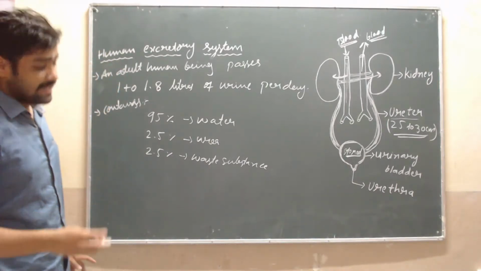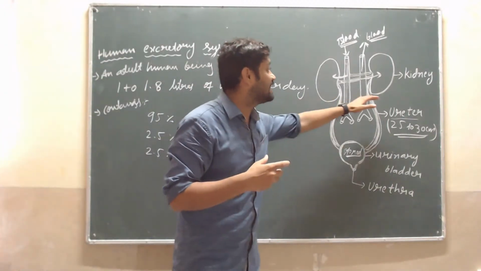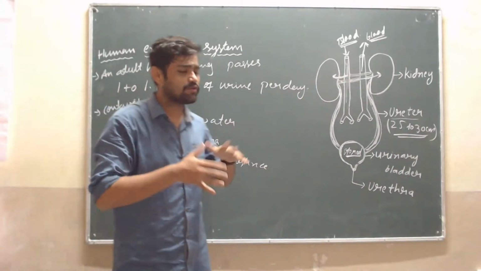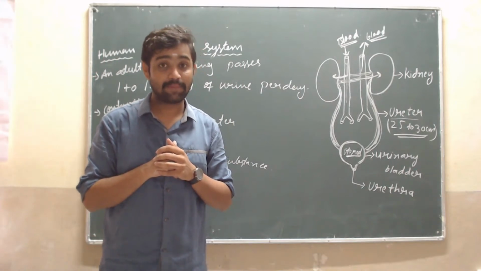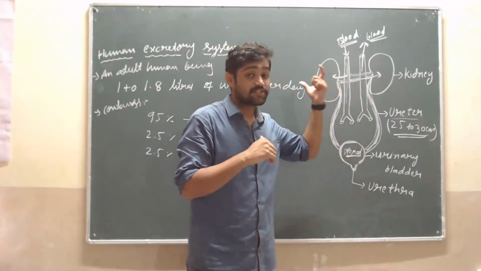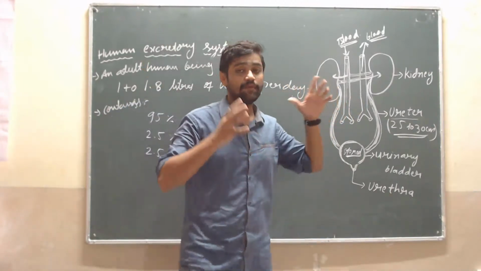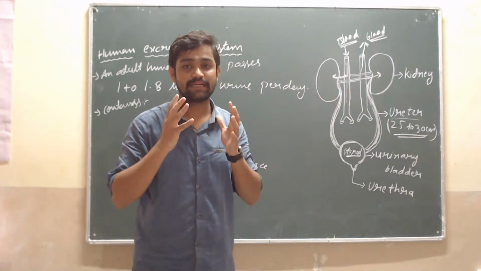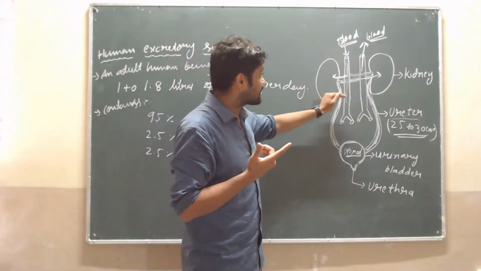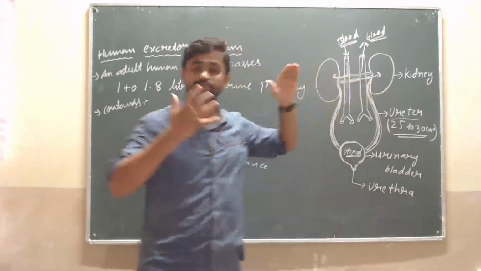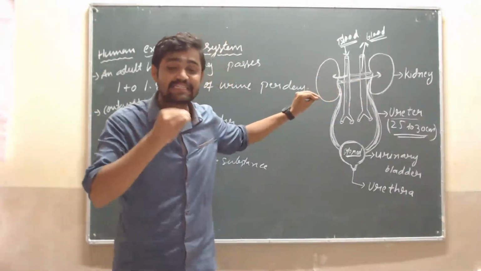Okay, what happens if sometimes the kidney may stop working? Suppose if kidney ಗಳು ಕೆಲಸ ಮಾಡೋದು ನಿಂದ್ರಿಸಿಬಿಟ್ರೆ what will happen? Can you guess what will happen? If both the kidneys stop working, that is kidney failure, at that time the human being has chances of dying. ಸಾಯೋ chances ಇರ್ತದೆ.